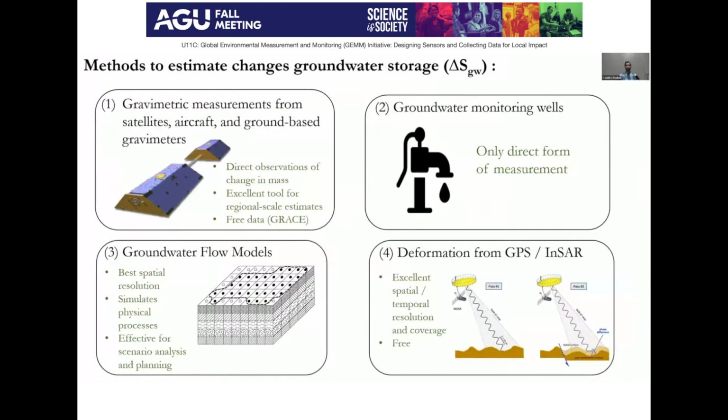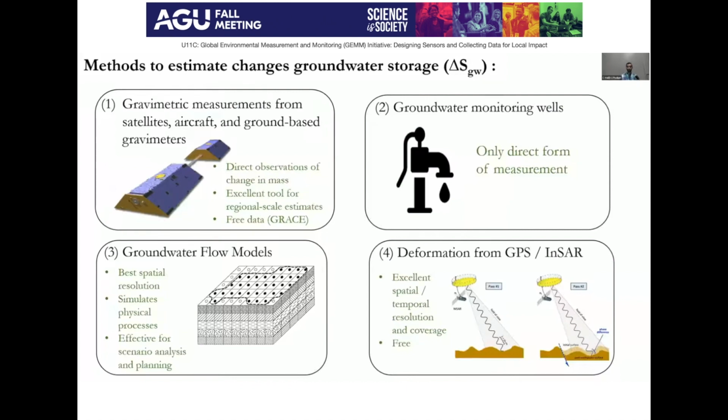All of these methods have different strengths and weaknesses. In terms of the gravimetric data, they are direct observations of change in mass. They're excellent in terms of regional scale estimates, and the Gravity Recovery and Climate Experiment satellites operated by NASA provide free data at reasonable temporal resolutions.